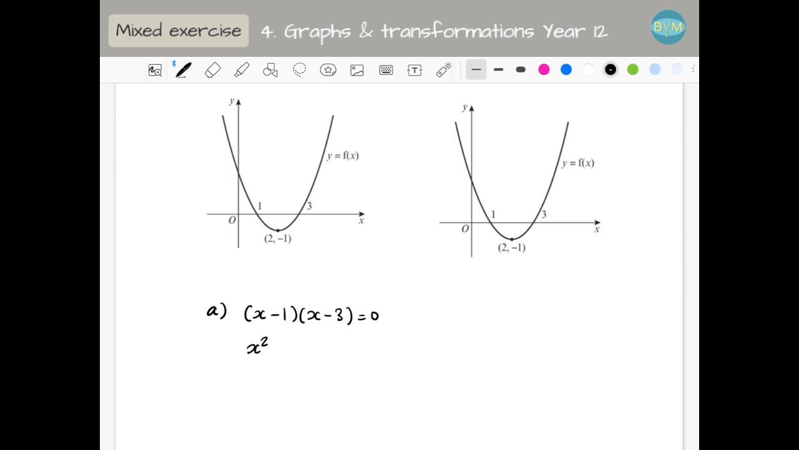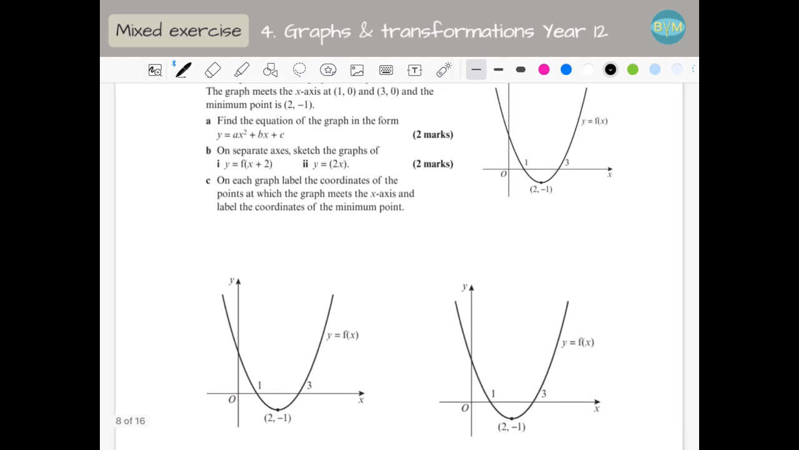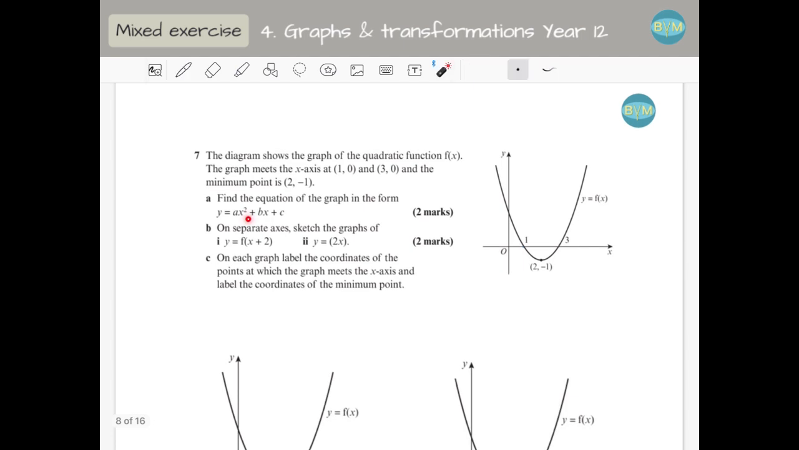So it is x squared minus x minus 3x plus 3 equal to 0, which means x squared minus 4x plus 3 equal to 0. That's my quadratic. That's what they asked me in the first part. Then on separate axes, sketch these two graphs.